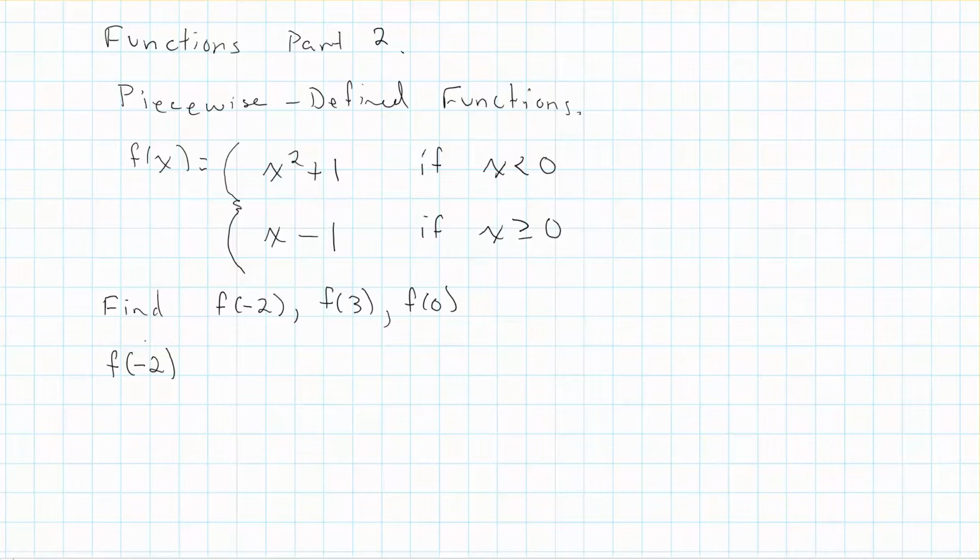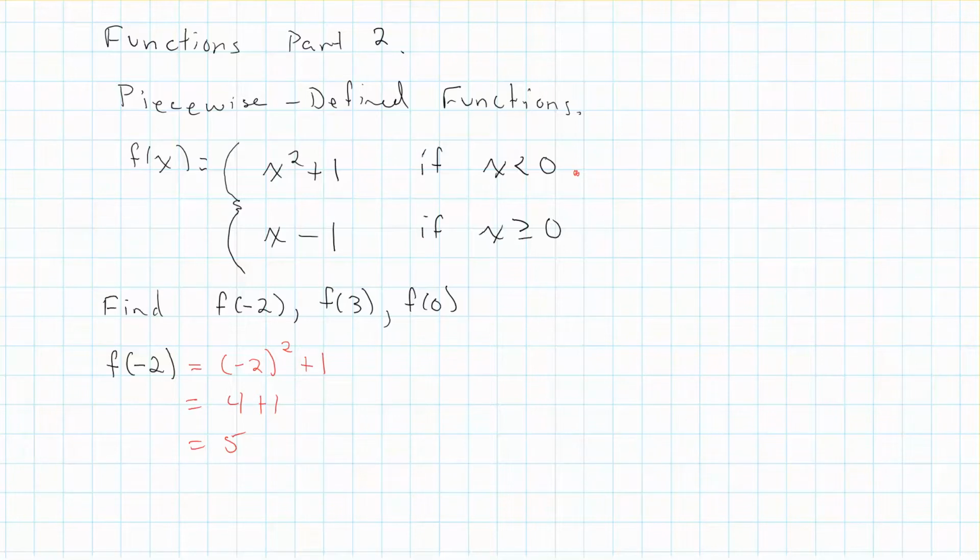So if I'm doing -2, I'm substituting x equals -2 into the function. Well, which does that satisfy? Is -2 bigger than or equal to 0, or is -2 less than 0? And pretty quickly we can clearly see that -2 is of course less than 0. So that means I'd want to use this top equation here. So this would be -2 squared plus 1, which is just 4 plus 1, which is 5.